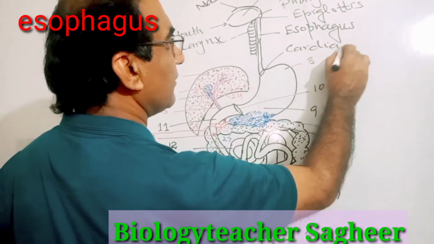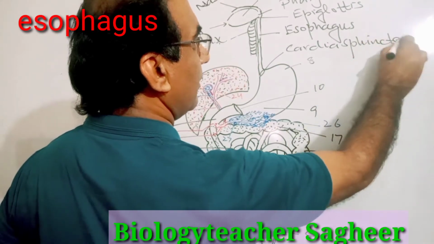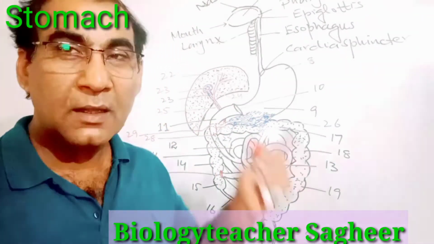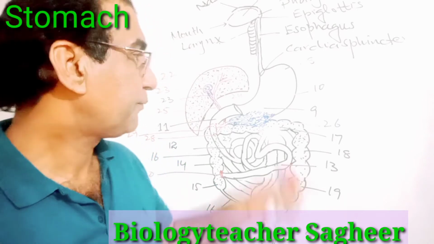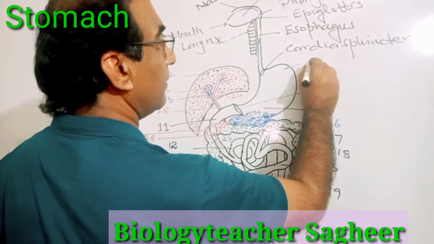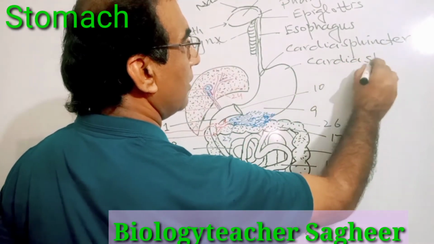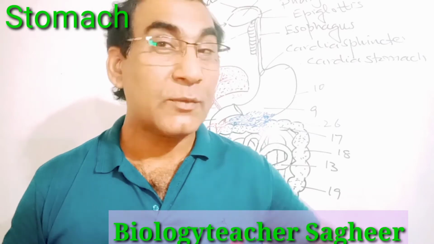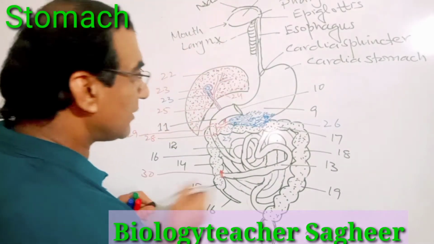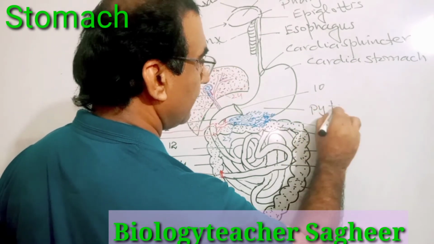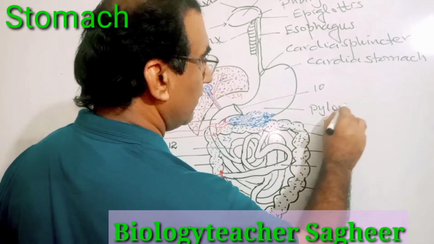Cardiac sphincter. You have already studied the structure of stomach and its functions as well. In that lecture, I also explained the functions of cardiac sphincter. Here is the cardiac stomach. Why do we call it cardiac stomach? Because it is near the heart. It is in the vicinity of the heart. Okay, that's why we call it cardiac stomach. And here is the pyloric stomach.